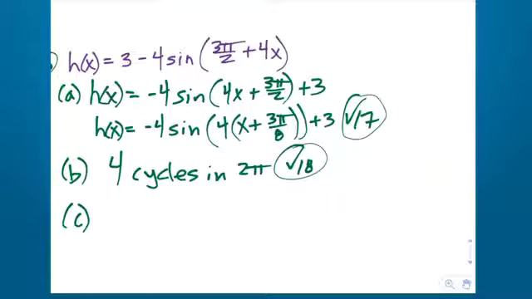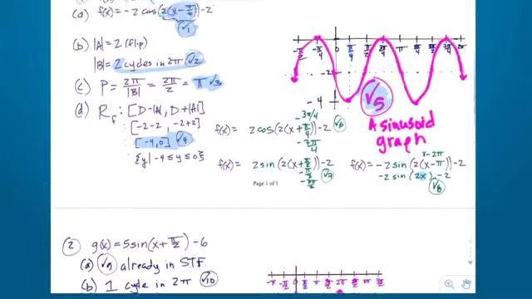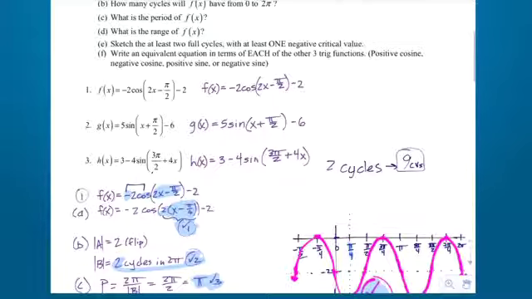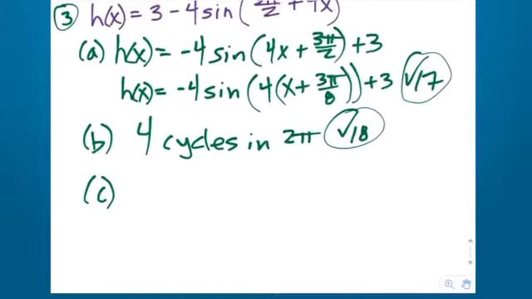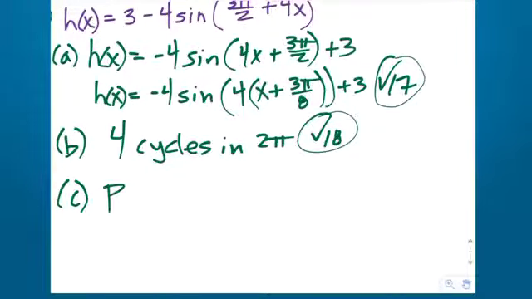Part C. What is the period? Which is also known as the wavelength. In general, P is 2 pi over the absolute value of B. B is 4. So 2 pi fourths simplifies to pi halves.